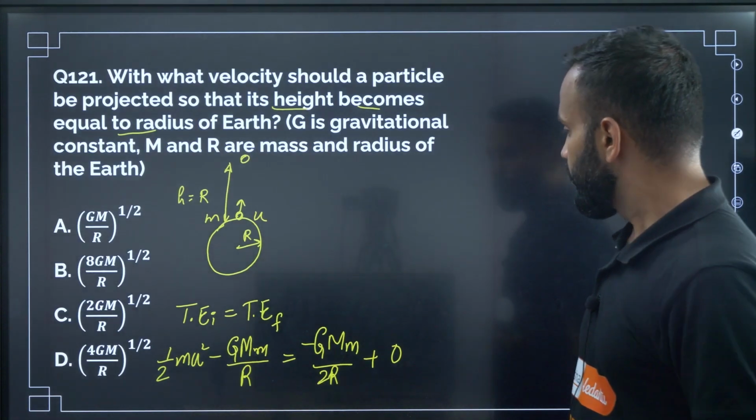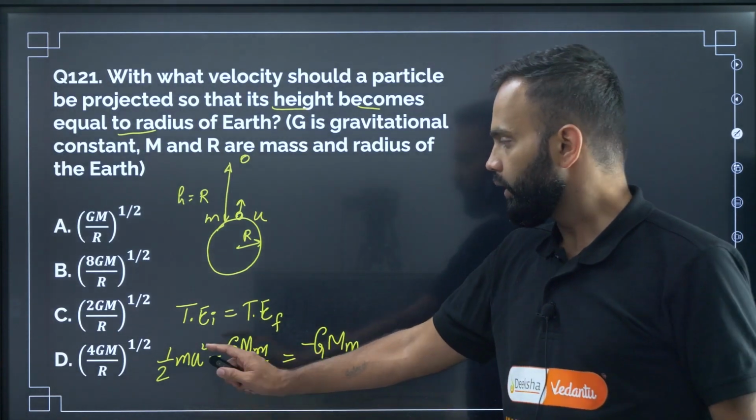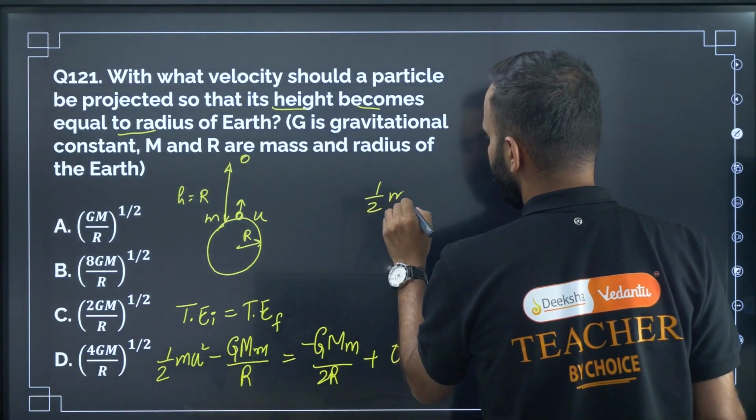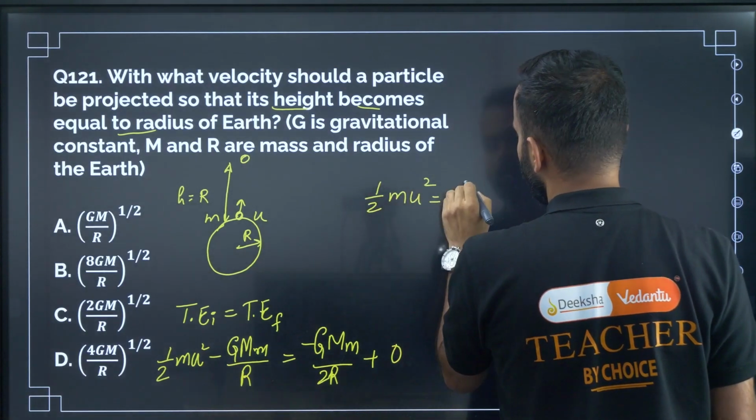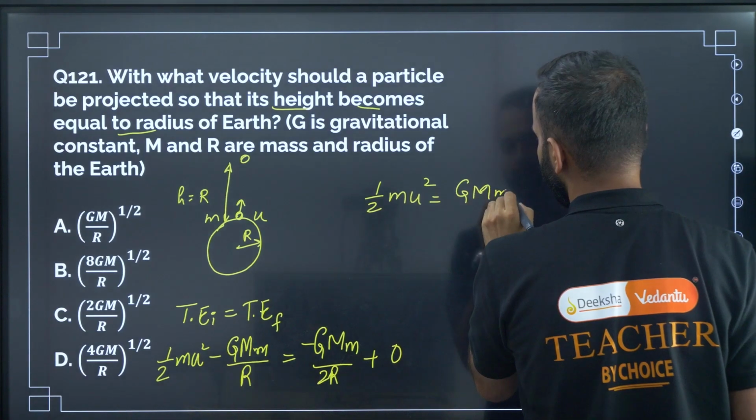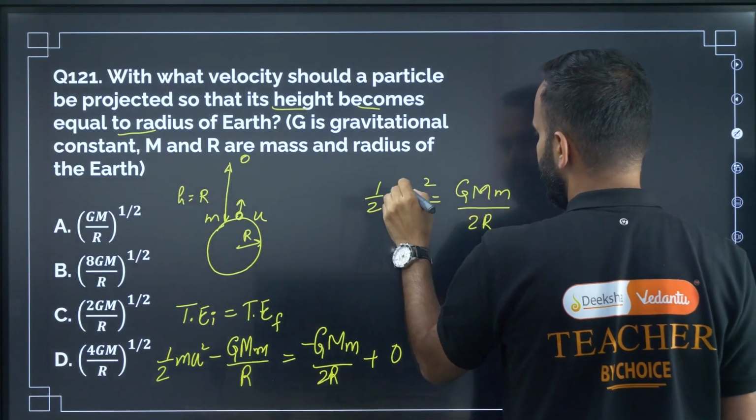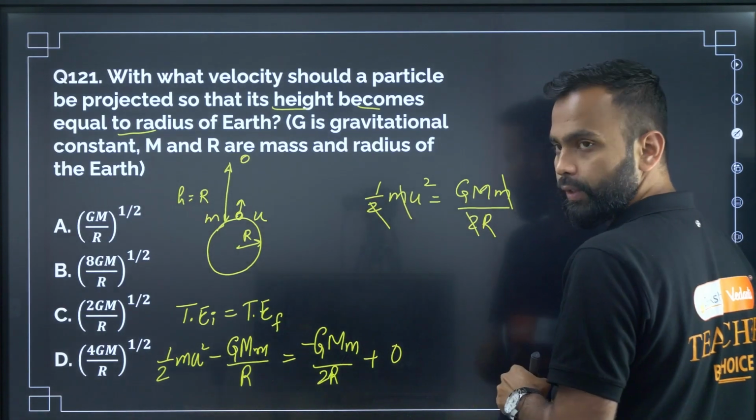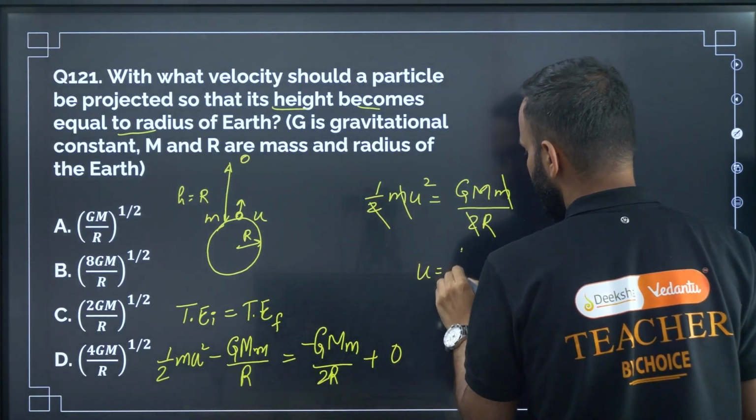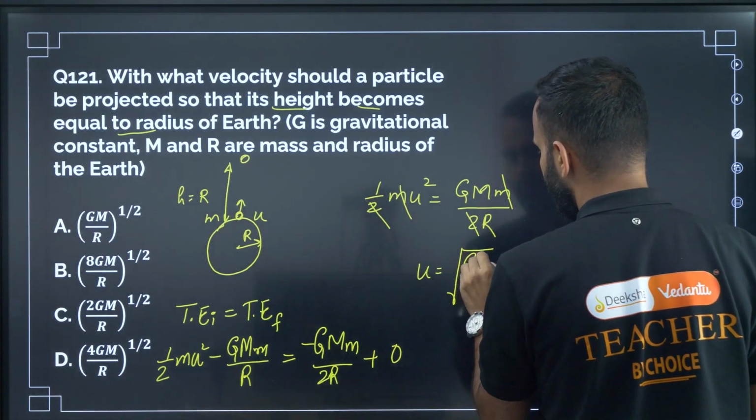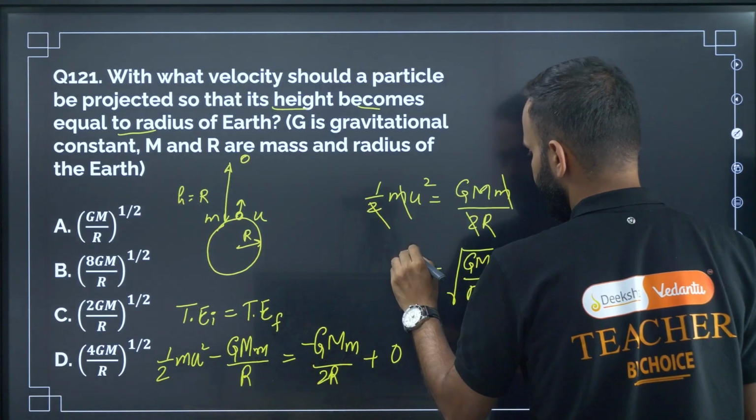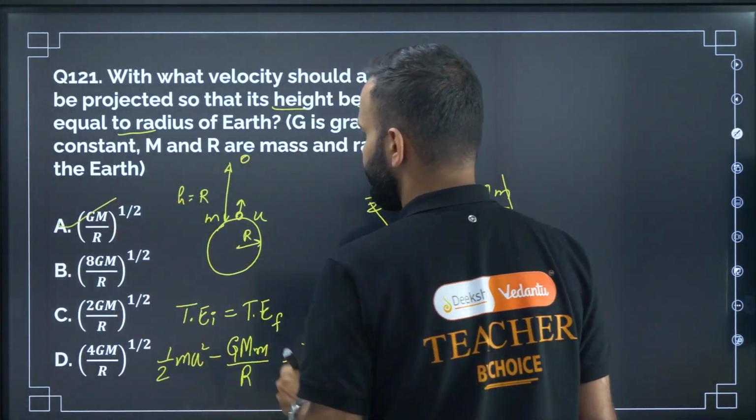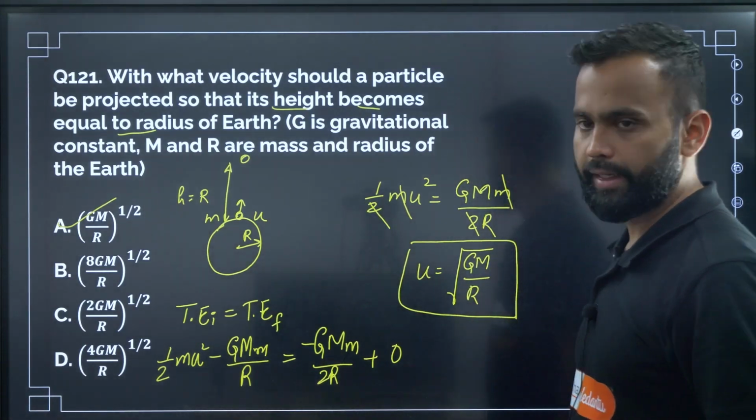Now we need to find the value of u. So half m u square is equal to G M m divided by 2r. m will get cancelled, and 2 will also get cancelled. Finally u is equal to root of G M divided by r. So the correct option is A, root of GM by r.